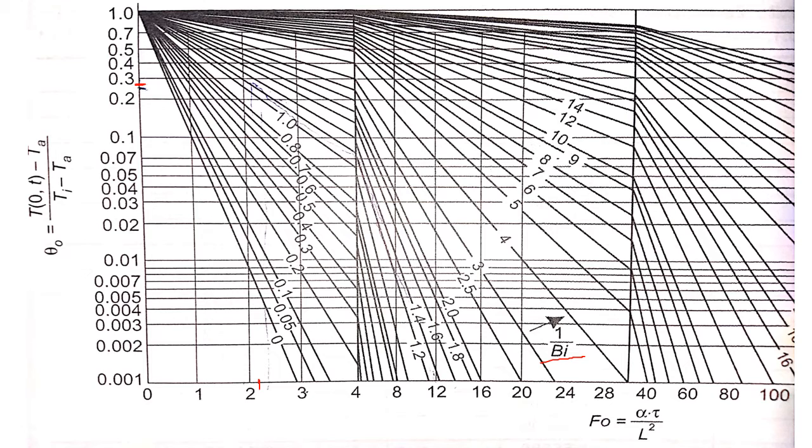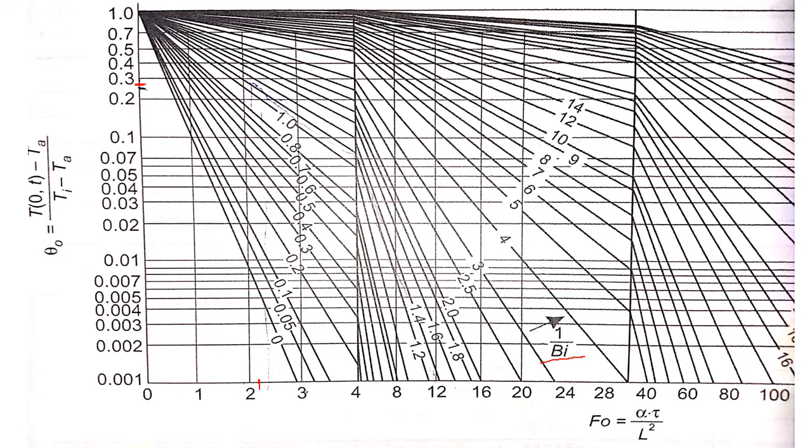Once again I will tell you, this is the value of the temperature. Already we have got it as 0.268, somewhere I have marked here 0.268. Let me draw a very thin horizontal line like this, and my 1 divided by Biot number is 1.23, somewhere here, very near to this.